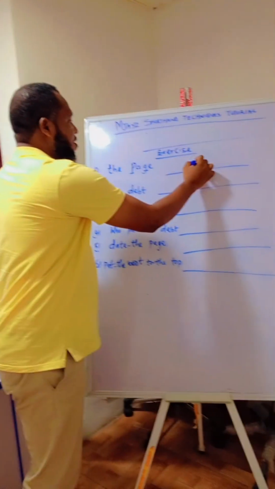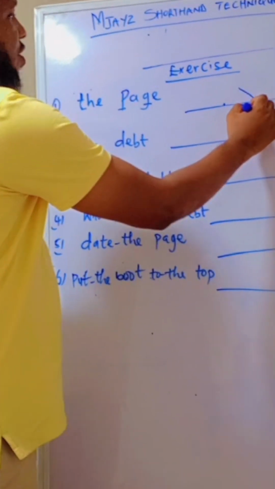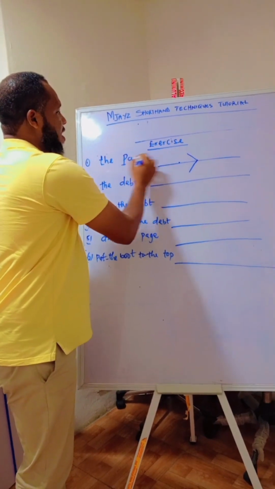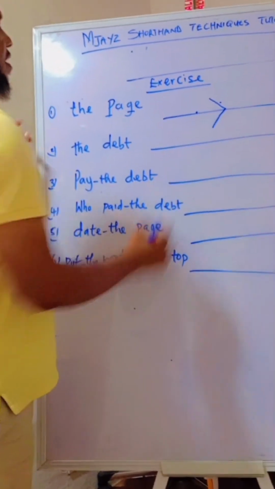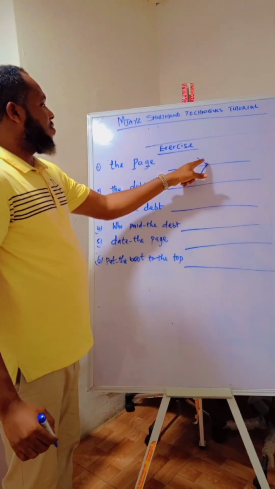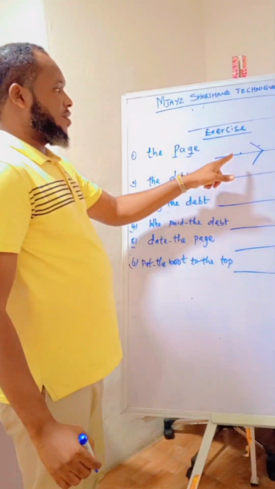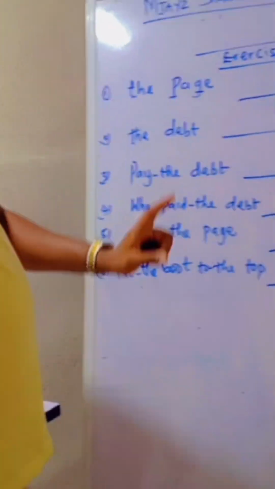That means your P will rest on the line, then G comes. Then your A at the middle. The page. P-A-G, the page. Don't forget, number 1 has been done for you.